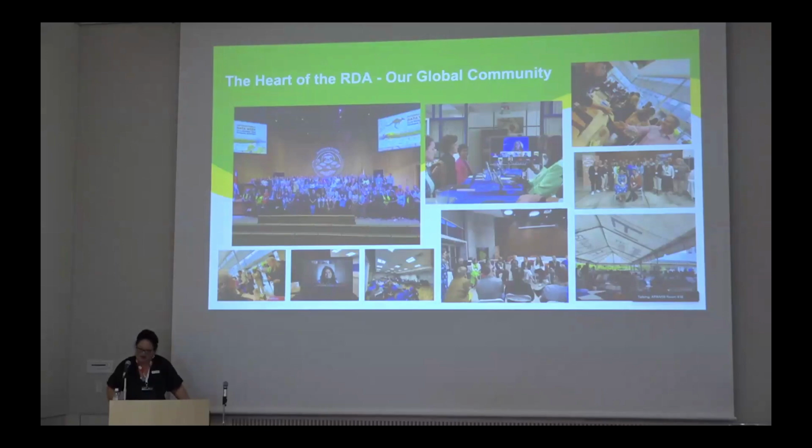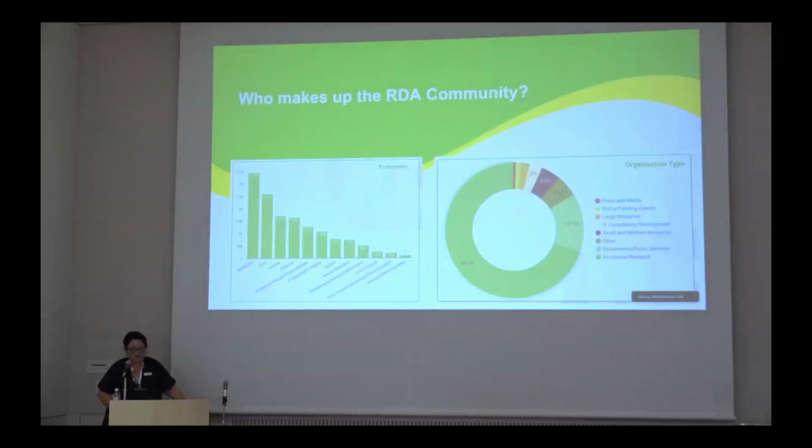The heart of the RDA really is our community. Similar to APAN, we come together twice a year in our plenary meetings, and this is where our people really find their people, because they're finding people around the globe who have similar challenges to what they're facing. And so it's lovely to come together physically and virtually at least twice a year for these big plenary meetings that we have. So who makes up our community?